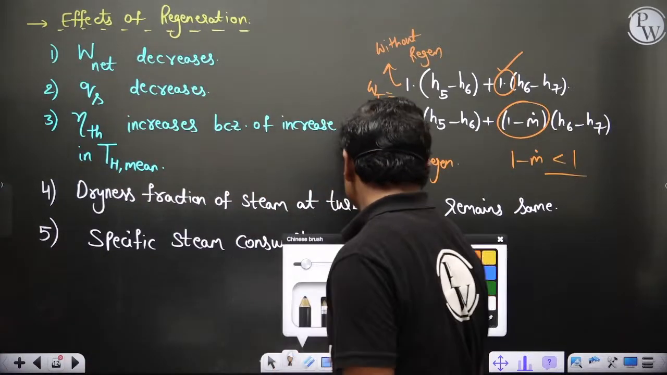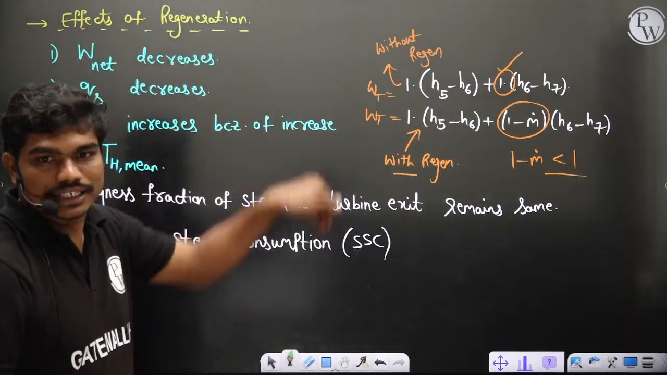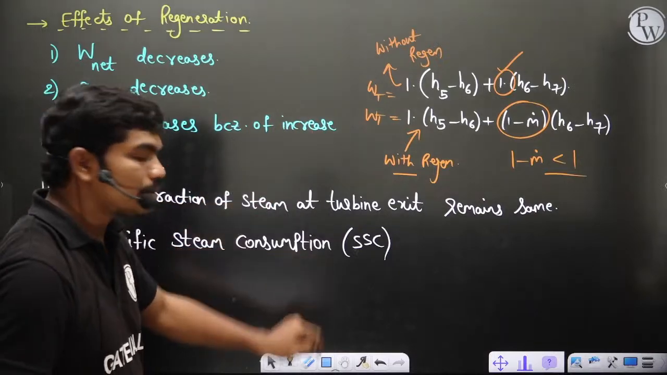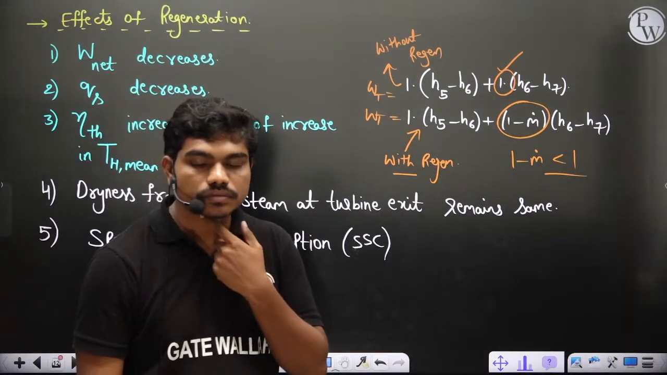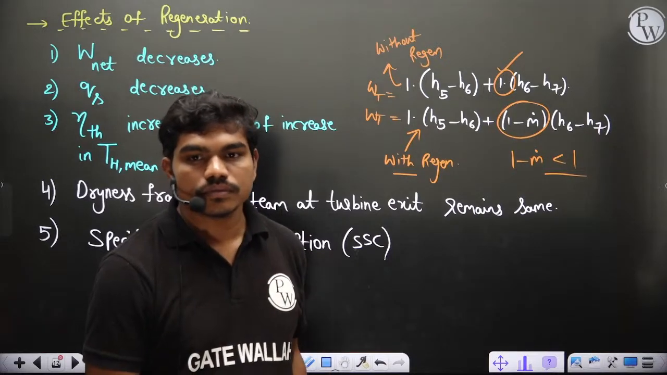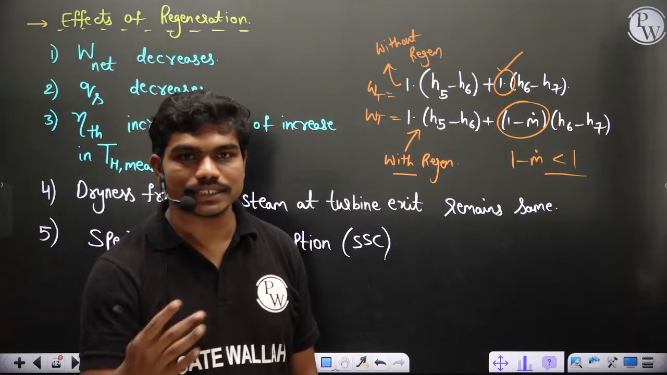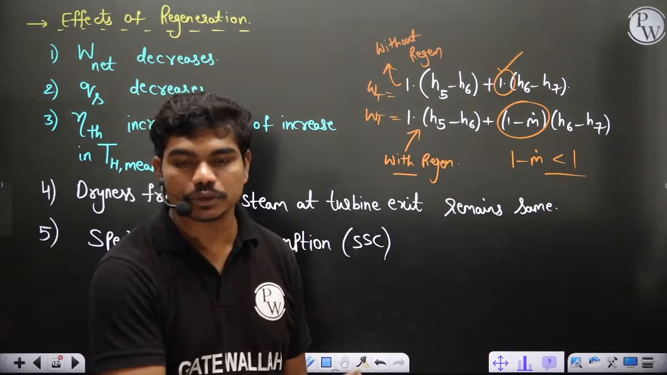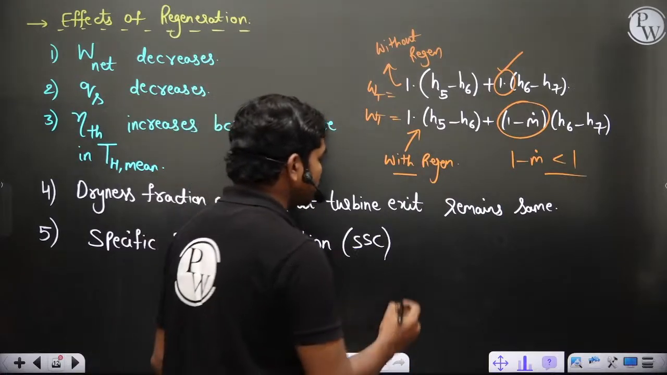So specific steam consumption. What happens to this specific steam consumption? Clearly, W net is actually decreasing. Specific steam consumption is inversely proportional to W net, correct? So if W net is decreasing, what happens to specific steam consumption? This will increase, correct? So this increases.